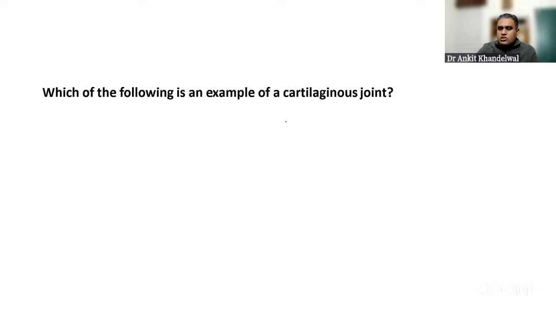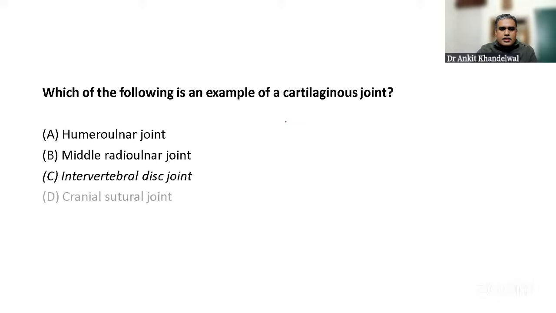Let us do a couple of questions on joints, then we'll see the topic over here as well. Okay, let's start with it. Which of the following is an example of a cartilaginous joint? Now, joints is a must-know topic from the general anatomy. We'll do this in the whole classification a bit detail. It'll take around 5-10 minutes, but this will do in a bit detail.